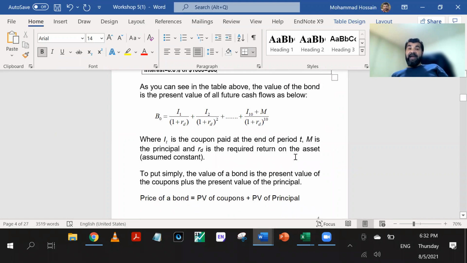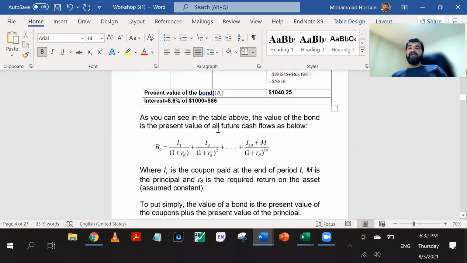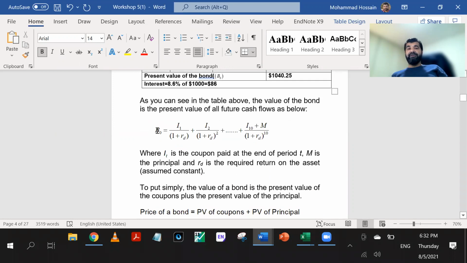So now the question comes up: how do we calculate, what is the formula for these things? The formula is very simple. Valuation of bond is equal to the present value of the first year, present value of the second year, present value of the third year, like this. How many years depends on the bond. So year one, I is your interest.